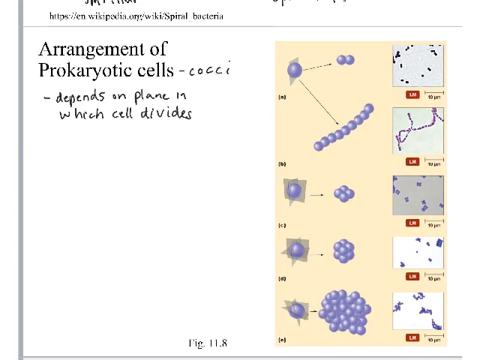You can see here, for example, this cell only divides in one plane. Okay, down here at the bottom, we've got a cell that's actually able to divide in many different planes. So that makes a difference as to what arrangement we see, as well as the separation of the daughter cells.